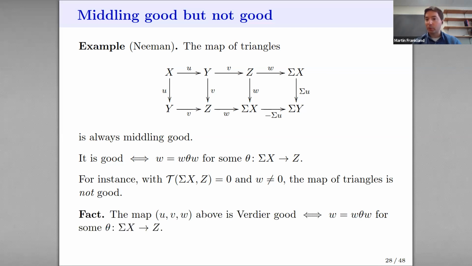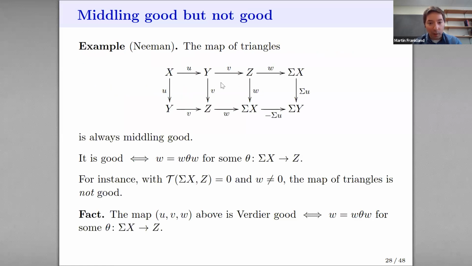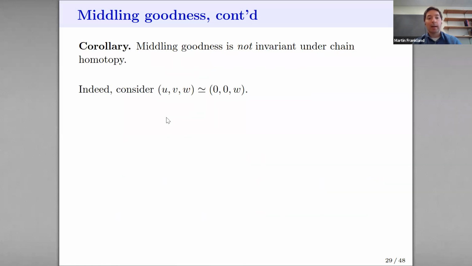And the same trick works for Verdi goodness. We checked that Neeman's example also works for Verdi goodness. The same conclusions are true. All right, so what's going on here? We've got those two notions. Middling good, oh, right, and middling goodness is not chain homotopy invariant, because if you go back to the previous example, it was chain homotopic to this simpler map 0,0,W. Right, what was the chain homotopy? You just stick in the identity right here. You can remove that, and that's going to get rid of the U and get rid of the V. So turns both into zeros. But we saw that this one is not always middling good.